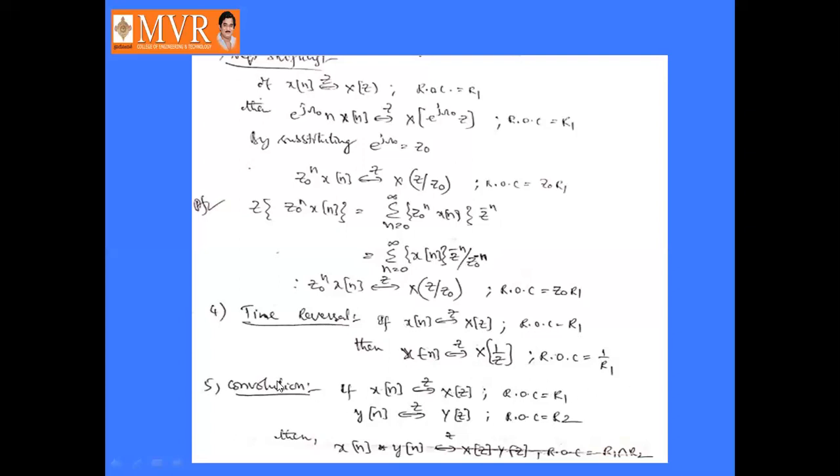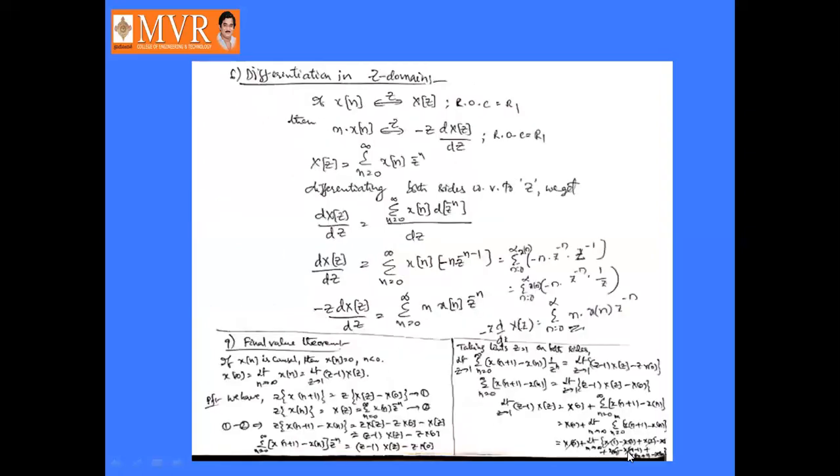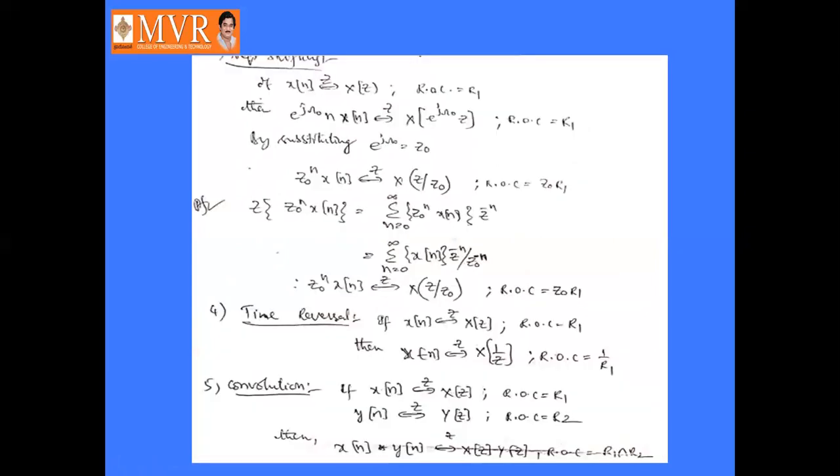Next, convolution property. Convolution in time domain will become multiplication in frequency domain. The z transform of x of n is x of z, that is ROC is R1, and the z transform of y of n is y of z. Here also ROC is R2. Then x of n convoluted with y of n will become x of z into y of z. Here ROC is R1 intersection with R2. So that is the convolution property.